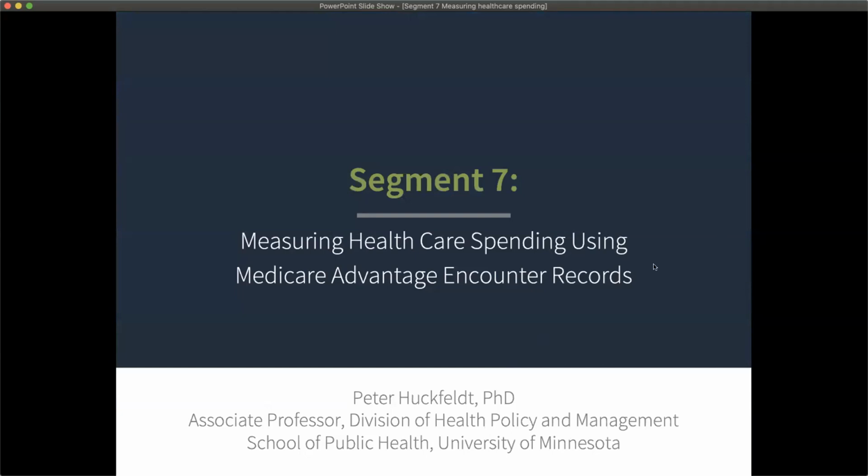Peter's going to be talking about how do we think about measuring healthcare spending in Medicare Advantage encounter records when they don't include payment data. So I'll let you take it away. Yeah, sounds good.